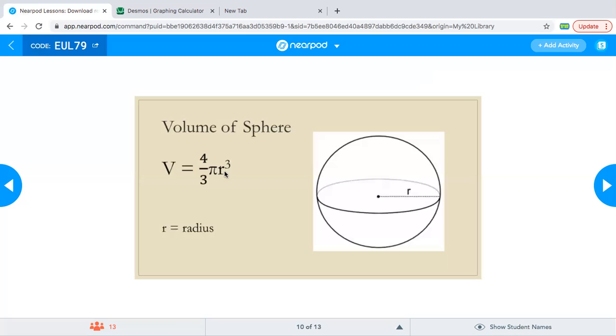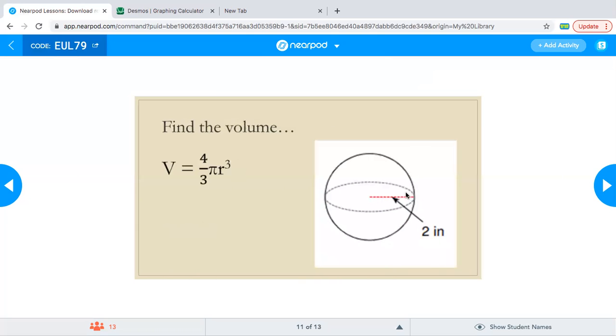So the only thing you need here is the radius of the sphere. Let's say I have this radius of 2. It's from the center of the sphere to the outer edge. I'm going to put 2 in for the radius. So volume equals 4/3 pi 2 cubed. And we're all going to put that in Desmos together because you need to know how to do the cube part.